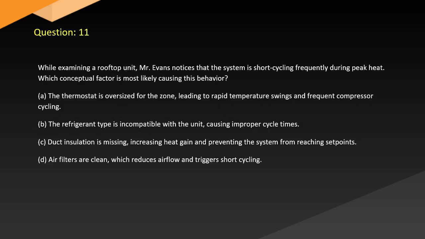Question 11. While examining a rooftop unit, Ista Evans notices that the system is short-cycling frequently during peak heat. Which conceptual factor is most likely causing this behavior? A. The thermostat is oversized for the zone, leading to rapid temperature swings and frequent compressor cycling. B. The refrigerant type is incompatible with the unit, causing improper cycle times. C. Duct insulation is missing, increasing heat gain and preventing the system from reaching set points. D. Air filters are clean, which reduces airflow and triggers short cycling.